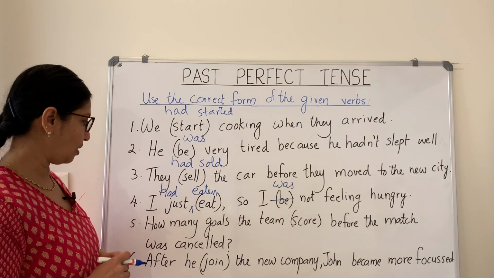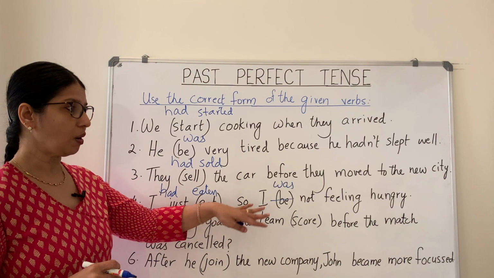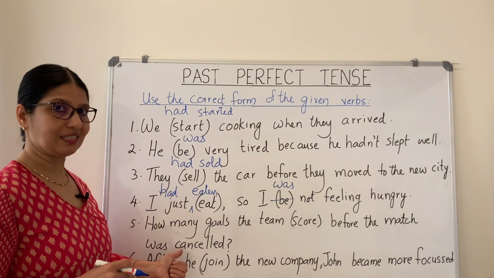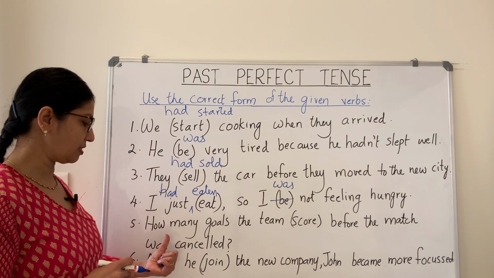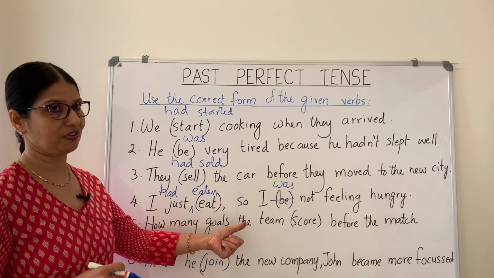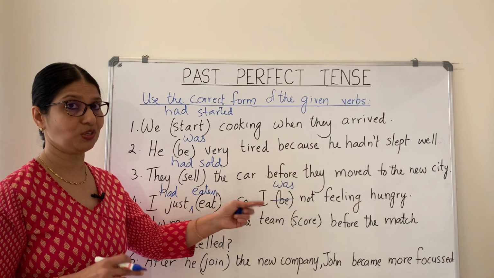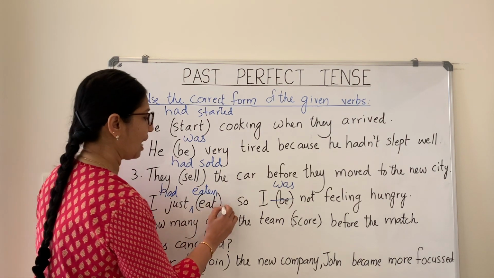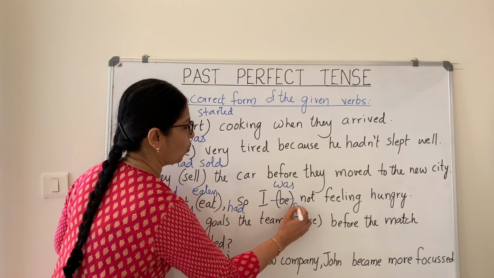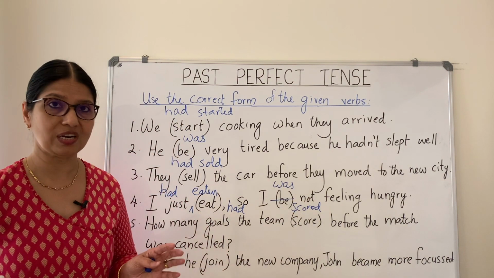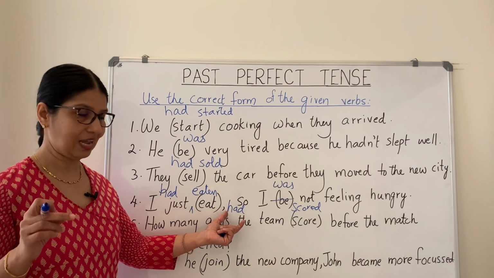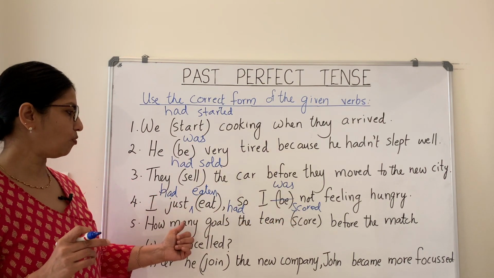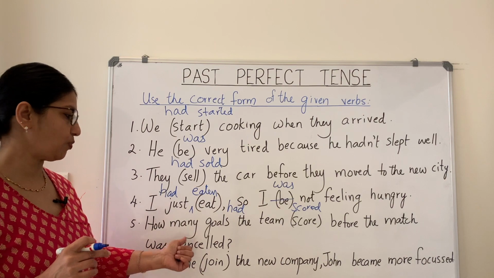Let's move to the fifth sentence now. How many goals the team scored before the match was cancelled? So before the match was cancelled, so this is the second action. That's why I have used the past simple tense here. So here I have to use the past perfect tense. How many goals the team scored? But you know that this is a question. So I have to use it in a different way. How many goals had the team scored? You know that when you have a WH or a yes or no question, you will first have the had, and then you have the subject, and then you have the past participle. So here you have how many goals had the team scored before the match was cancelled.